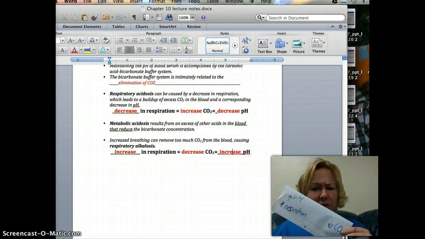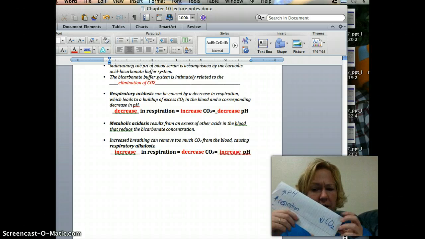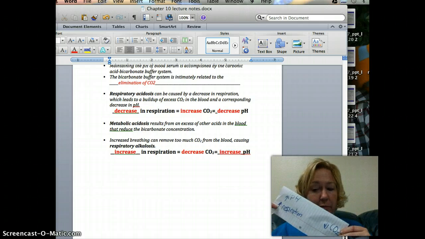There's other things that we can talk about when we do this, but just remember, it's a teeter-totter with CO2 on one side and your pH and respiration on the other. So obviously your respiration is going to be opposite of your CO2, but remember that pH is with respiration, and it's going to go like this.